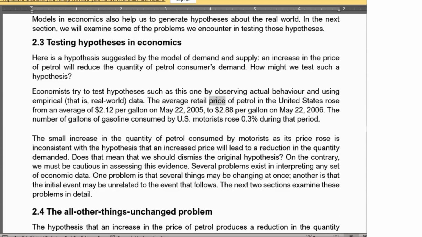The average retail price of petrol in the United States rose from an average of $2.12 per gallon on May 22, 2005, to $2.88 per gallon on May 22, 2006. The number of gallons of gasoline consumed by U.S. motorists rose 0.3% during that period. The small increase in the quantity of petrol consumed by motorists as its price rose is inconsistent with the hypothesis that an increased price will lead to a reduction in the quantity demanded.